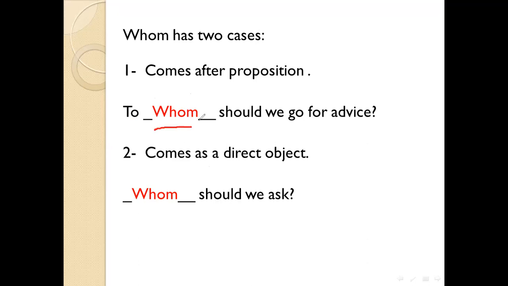Why? Because the object can be two cases. It can be a prepositional object like this one, because it comes after a preposition, or sometimes it could be a direct object. A direct object wouldn't have a preposition in the sentence. It will come alone. So how would I know, Miss?